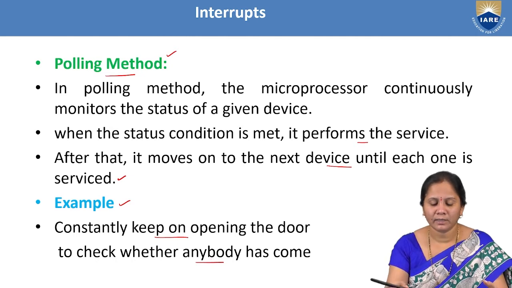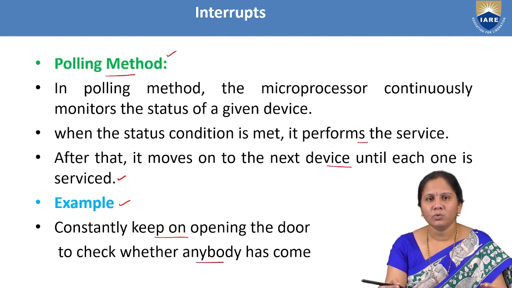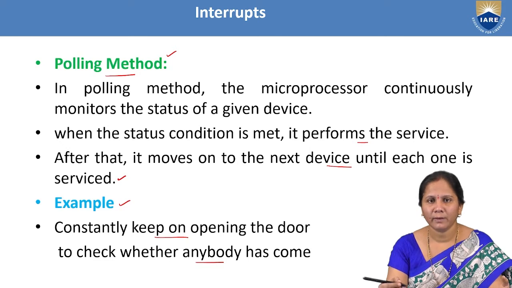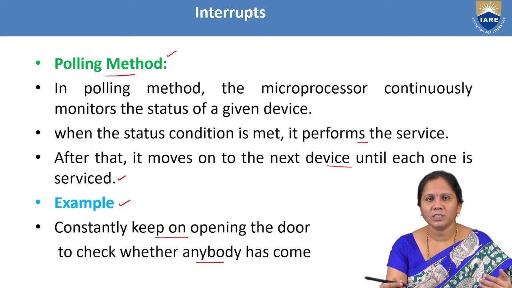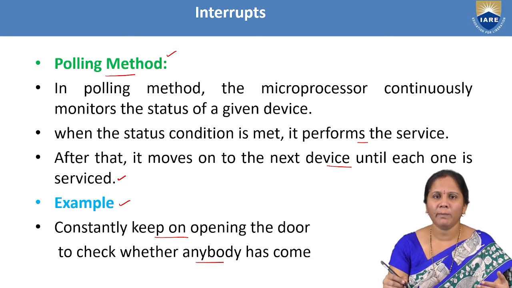Like this, suppose there is no bell ring at the door. The person inside the house will keep on opening and closing the door and checking whether any person has come or not, without the bell being rung. So what happens is, though there is no bell ring, the person is continuously opening the door and closing the door and checking whether any person has come or not. In this case, the drawback is waste of time.